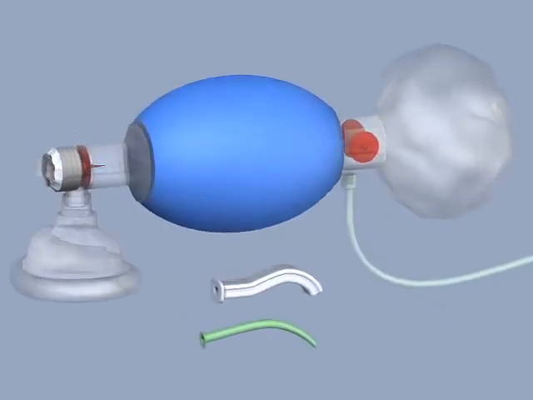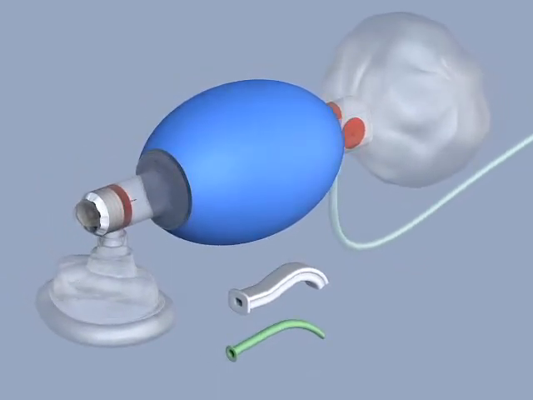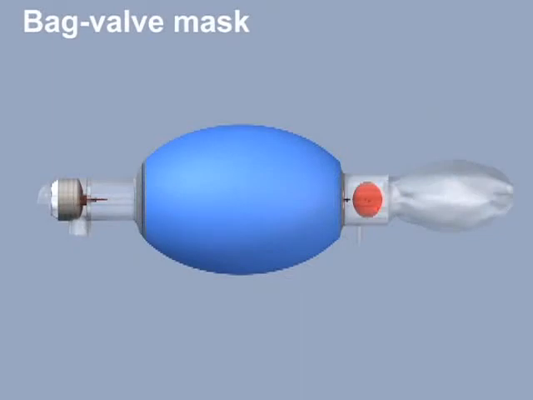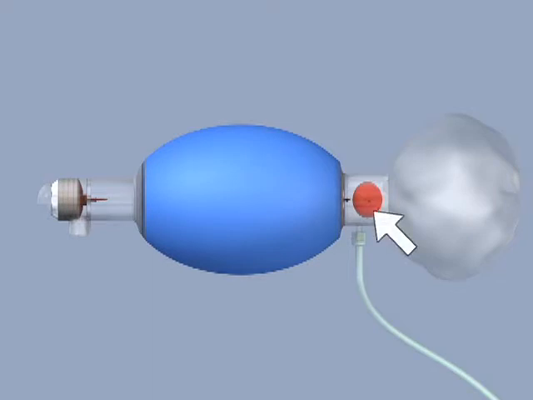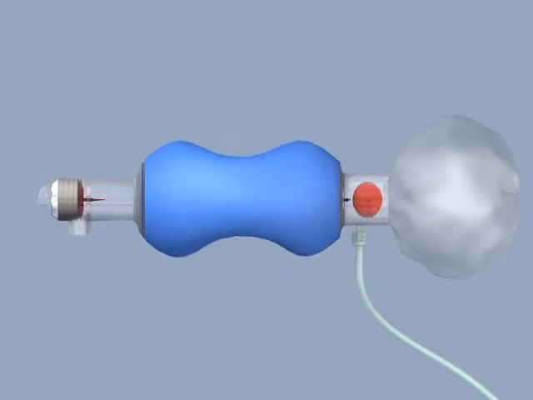Only a few items are required for basic airway management. These include a bag valve mask and an oropharyngeal or nasopharyngeal airway. Important components of a bag valve mask include a reservoir system that assures that each breath delivered is highly concentrated oxygen, a series of one-way valves that prevent the entrapment of room air during ventilation, and the bag itself, which is squeezed to deliver breaths to the patient.